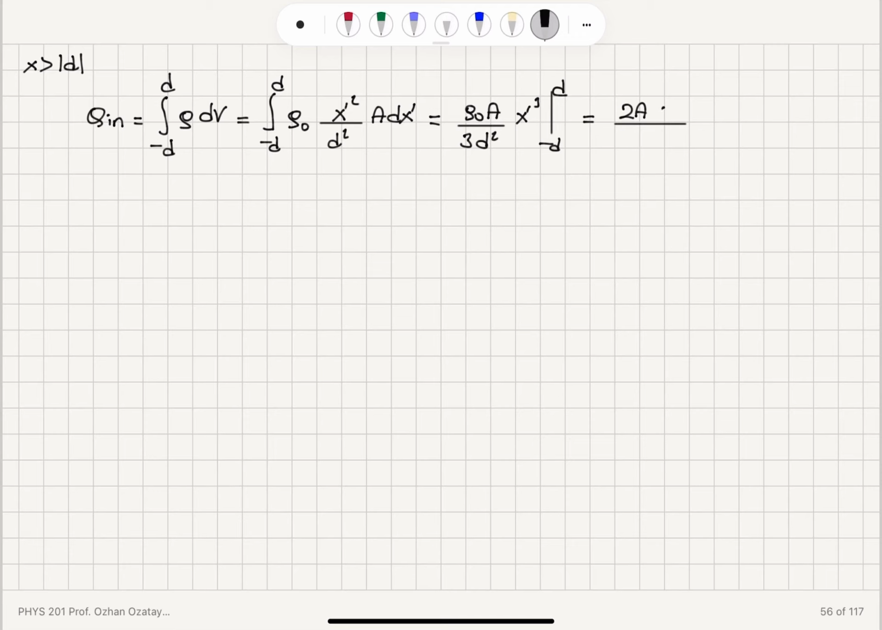2a rho 0 divided by 3d squared, d cubed. So for x prime, I substitute d, I obtain d cubed, and then I substitute minus d, which gives me minus d cubed. d cubed minus minus d cubed gives me 2d cubed. So I obtain 2a rho 0 over 3d squared, d cubed, and I see that I have a cancellation of d squares here. So this d squared will get rid of this cube, making the top d, so that the charge enclosed by this cylindrical surface will be 2a rho 0 divided by 3 multiplied by d. So here I'm considering the Gaussian surface S2.